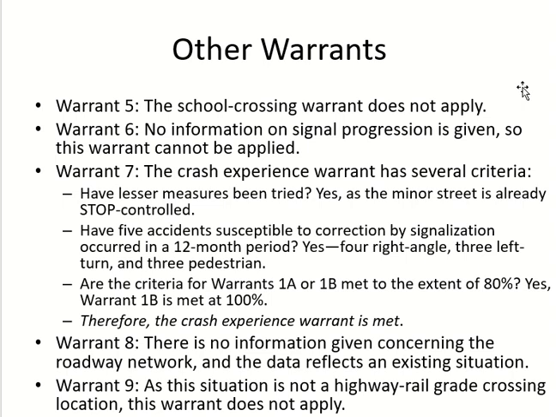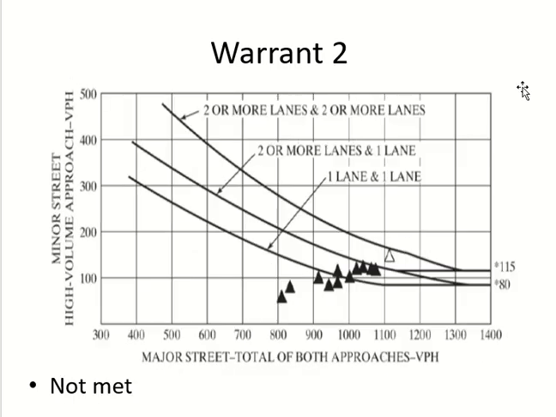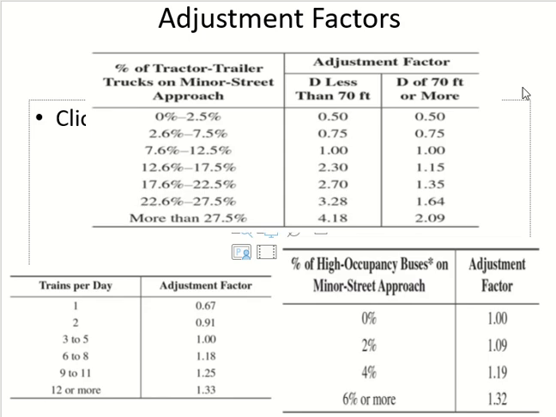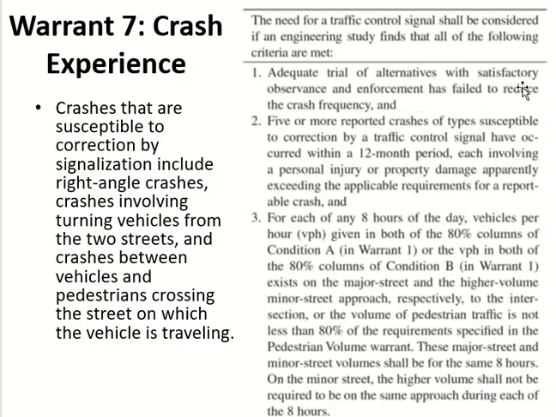Warrant 7 is about the crashes. Okay. Crash data is given. I can apply it. What does it say? You have to meet all these conditions. The first condition is adequate trial of alternatives have been done previously. Okay. So you can see they already put the stop signs. Okay. We will consider that they did it.